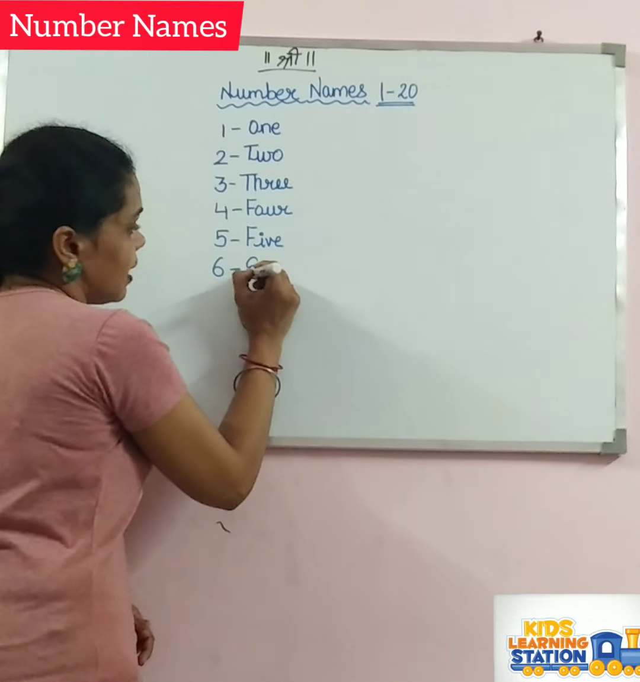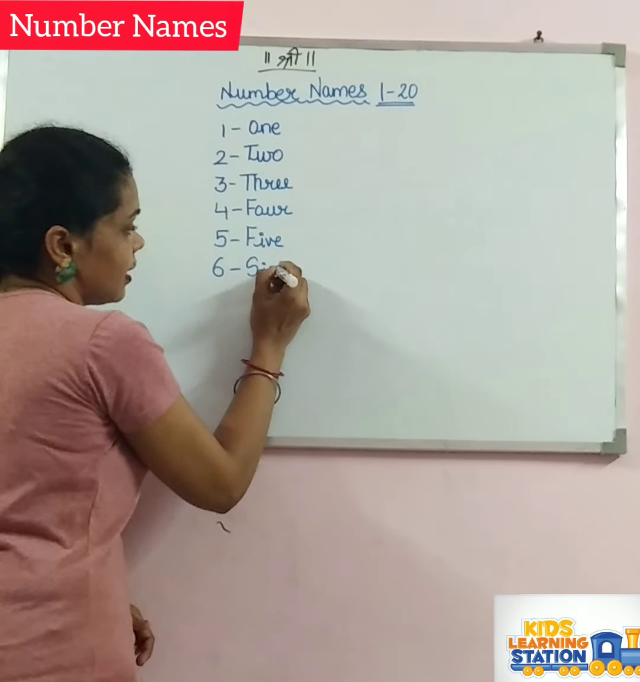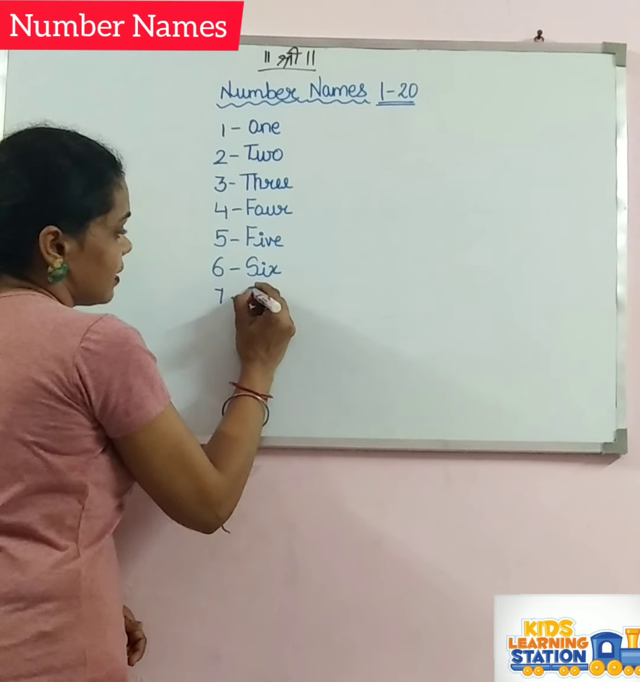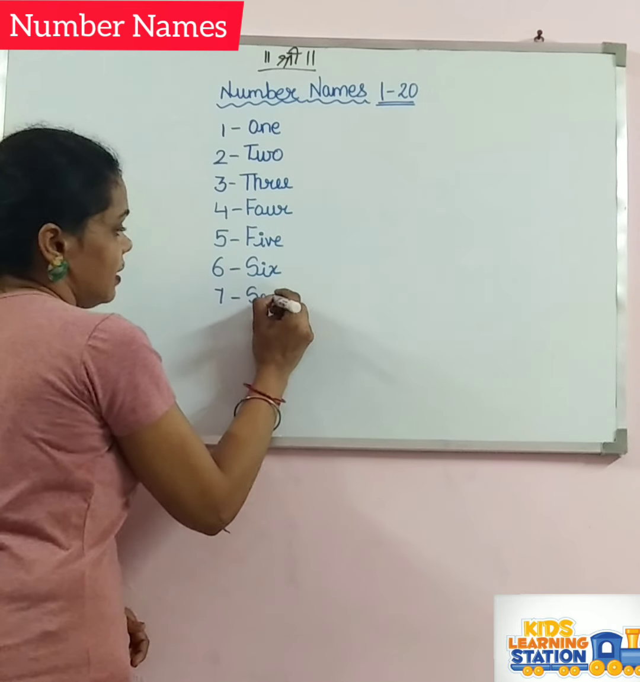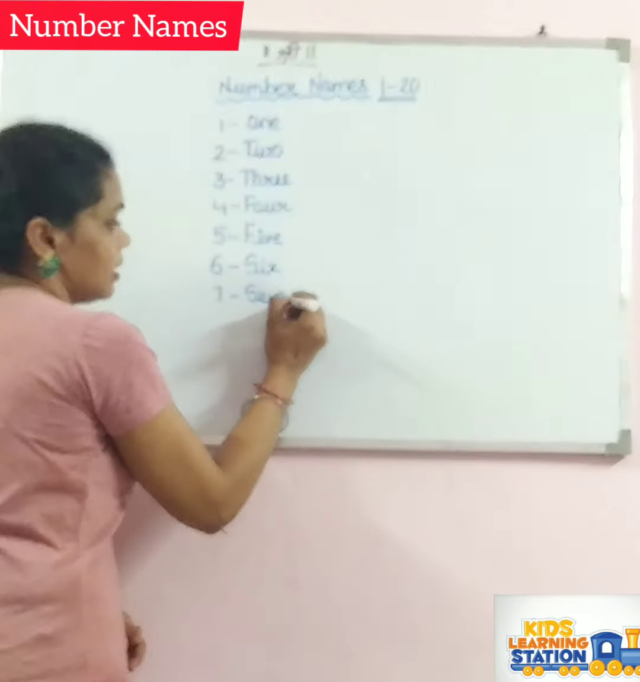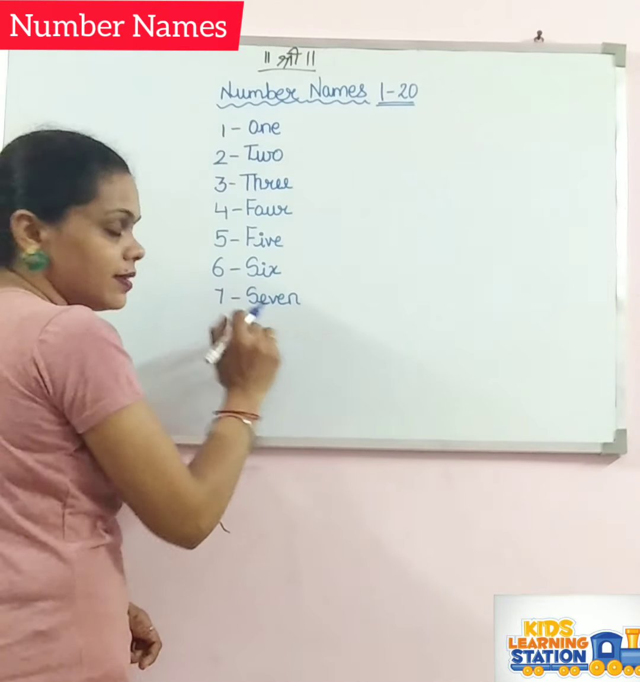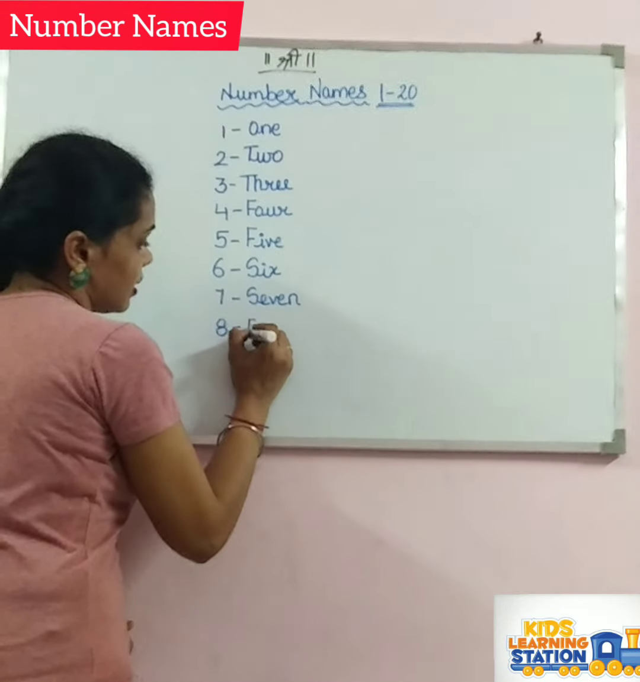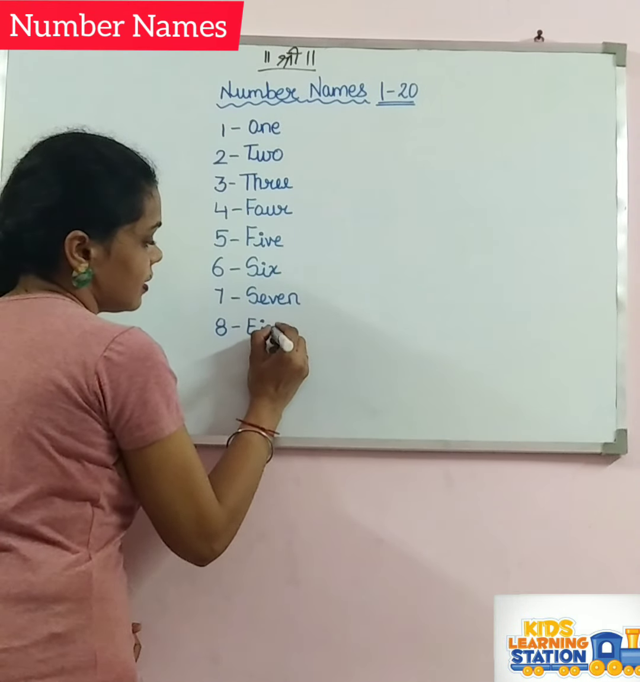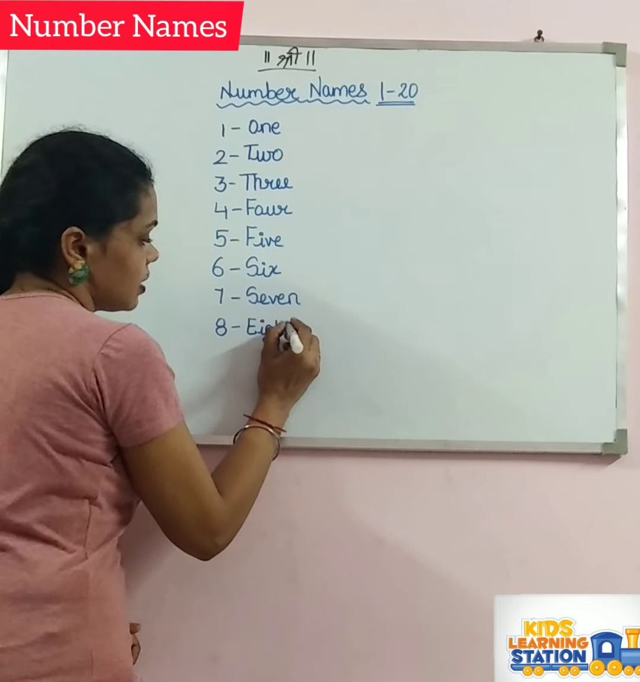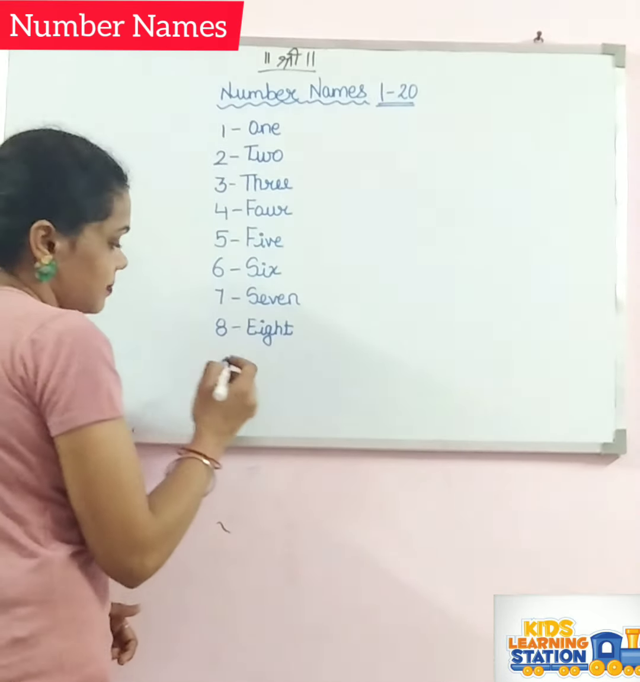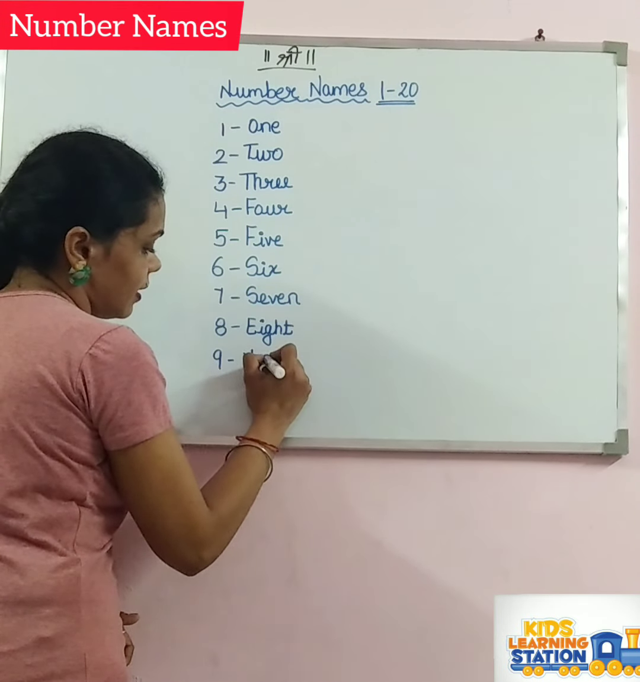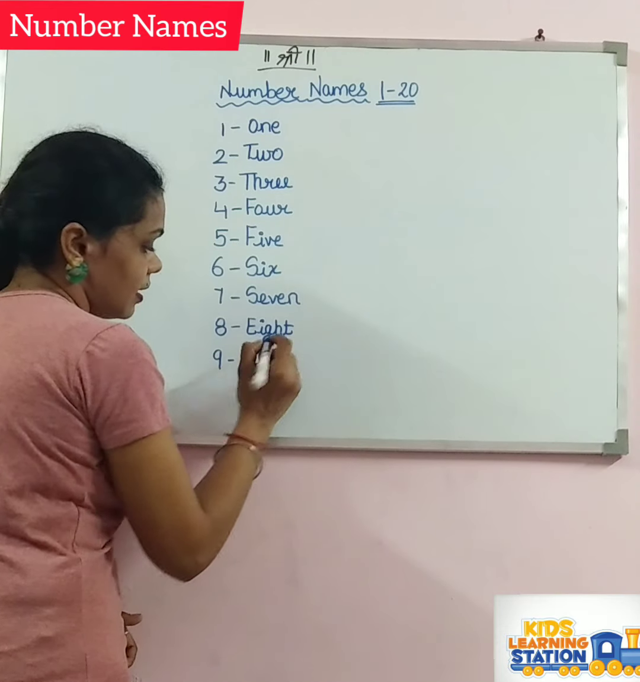6: S-I-X, 6. 7: S-E-V-E-N, 7. 8: E-I-G-H-T, 8. 9: N-I-N-E, 9.